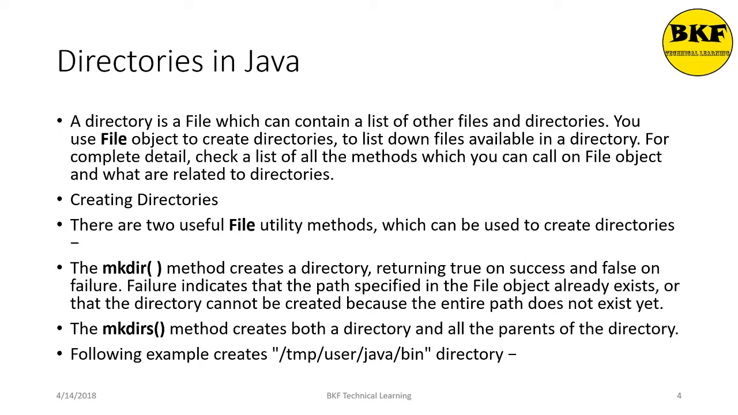There are two useful file utility methods which can be used to create directories. First is mkdir method, which creates a directory returning true on success and false on failure. Failure indicates that the path specified in the file object already exists, or that the directory cannot be created because the entire path does not exist yet. Then we have another method, mkdirs method, which creates both a directory and all the parents of a directory.